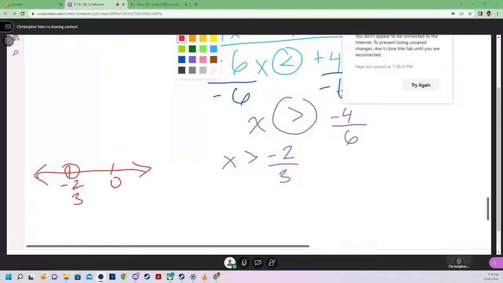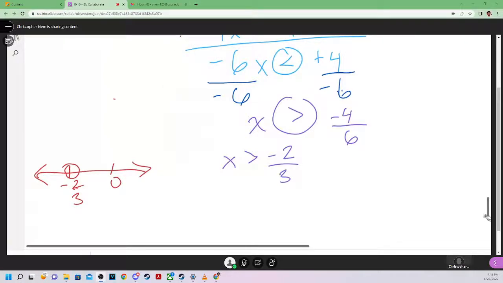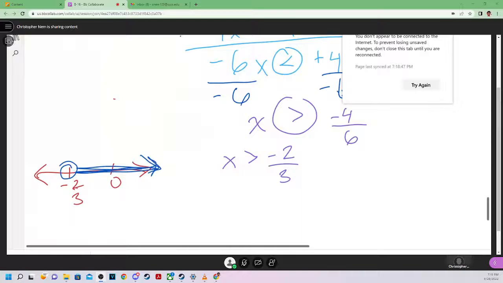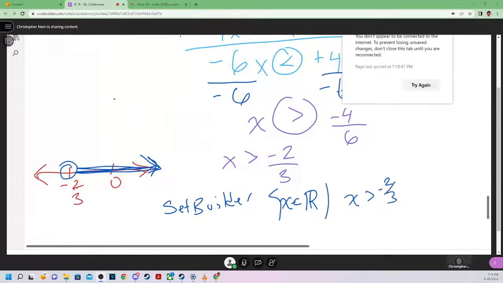So draw a circle here. Use a different color. Draw an open circle, meaning that you do not want to include it. You didn't fill it in. Then x is greater than, so any number bigger than that. Well, if I'm getting a number bigger, that's to the right side. So I want every number to the right side. So now, if I were to write it in set builder notation, you would have x belongs to real numbers such that x is greater than negative 2/3. So that's easy.